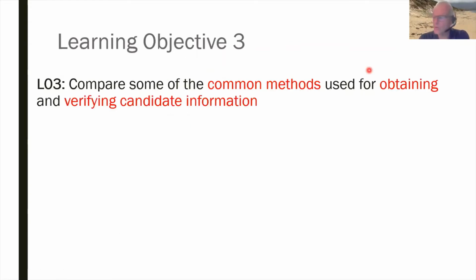We're on to objective number 3, which says compare some of the common methods for obtaining and verifying candidate information. So there's actually 2 things here. One is where do you get the information, places like resumes or application forms. And the other part is verifying, which is actually a little out of order because objectives 4 and 5 deal with tests and interviews, and verification is usually done after 4 and 5, but for whatever reason, we'll cover it within this objective, which is a little early.